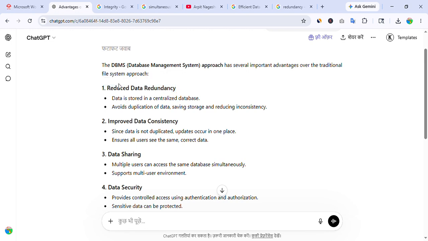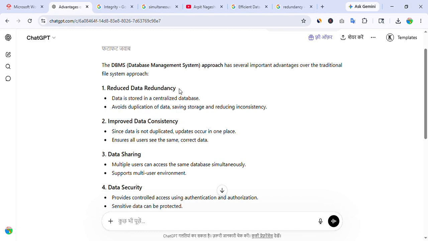It means the database management system helps us to reduce the data redundancy. It means the database management system helps us to make the data as unique as possible. Okay, so the second one is improved data consistency.